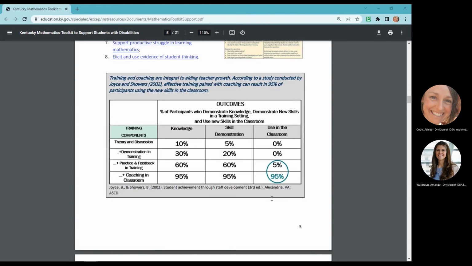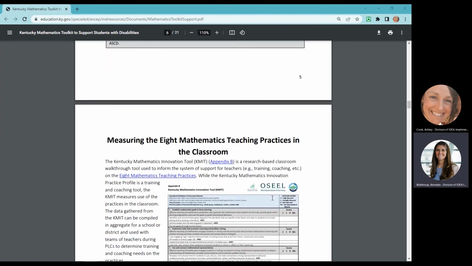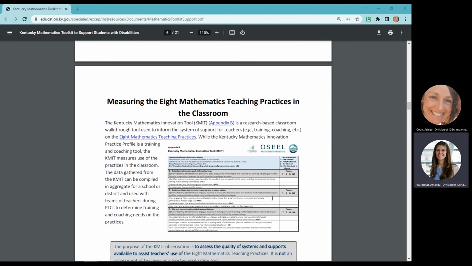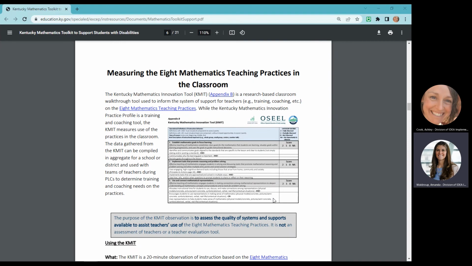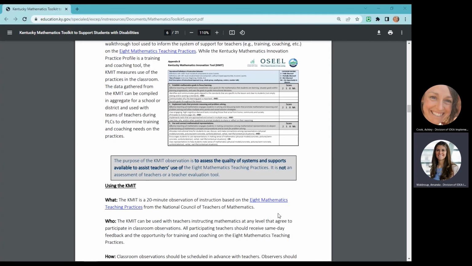And then next we have the Kentucky Mathematics Innovation Tool. What this tool really can be used for is measuring the 8 mathematics teaching practices in the classroom. It is aligned to the practice profile as well as the practice guides. It incorporates each of those 8 mathematics teaching practices and includes a lot of the observational behaviors that are in the practice profile. And so the KMIT is a 20-minute observation of instruction based on those practices.